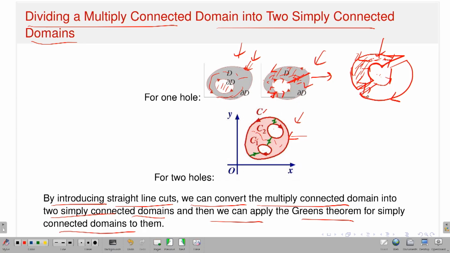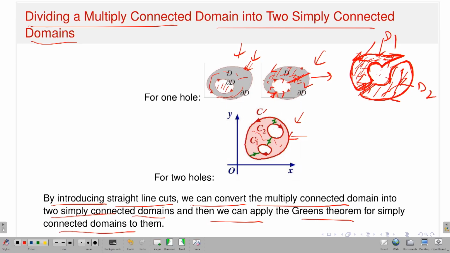Similarly, if I have this simple closed contour and the interior region bounded by it, this is one domain D1, this is another domain D2, and this is the corresponding simple closed curve. If I go in these directions, this is one, and the second one is this. So, now I can break up my multiply connected domain into two parts, both of them simply connected.